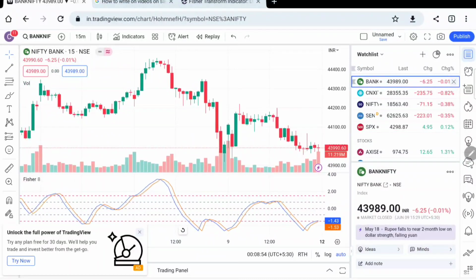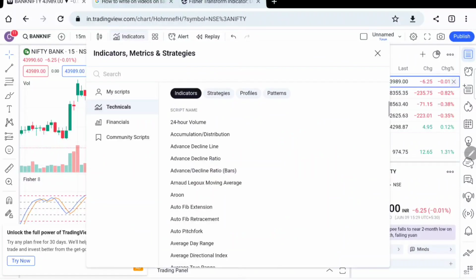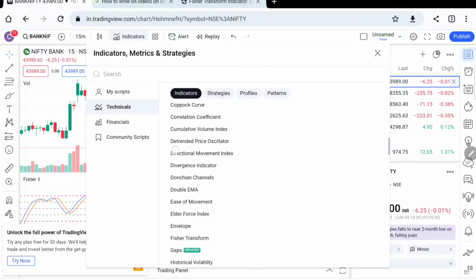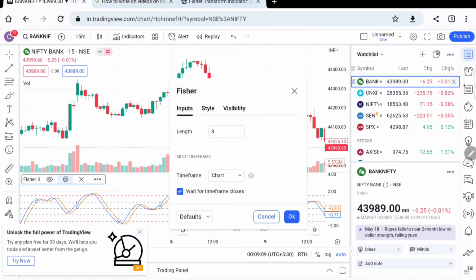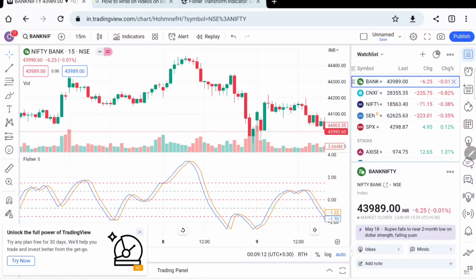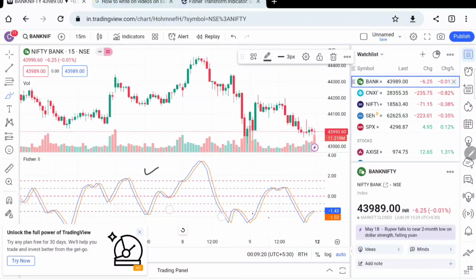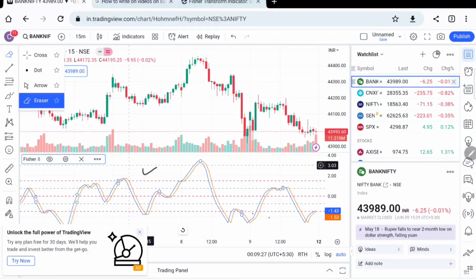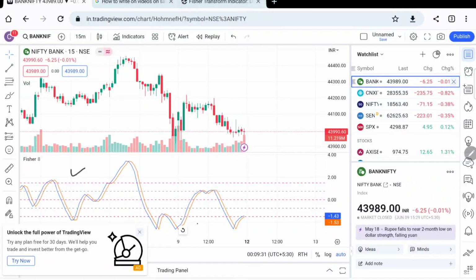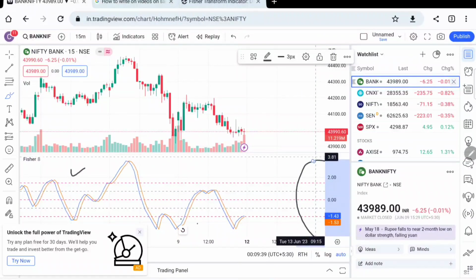Okay, so now I have already put this Fisher indicator. You just have to select the indicators and go to your Fisher transform indicator here. This indicator works on extremes. Extremes means, as you can see at the bottom, you see this indicator, right? So it works on extremes, and when I shift it here, you can see the extremes at this point of time. Here you can see 2 at the top and minus 1.5.